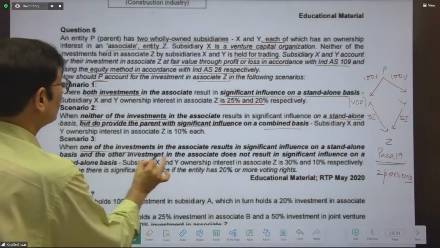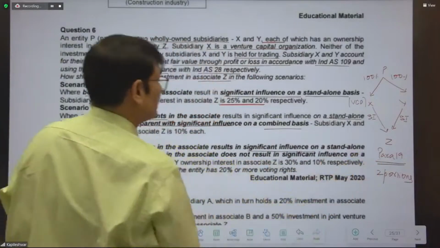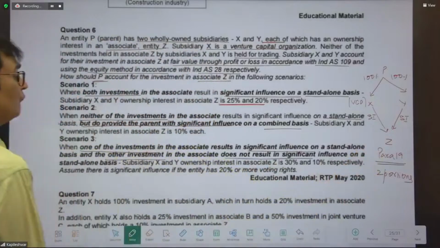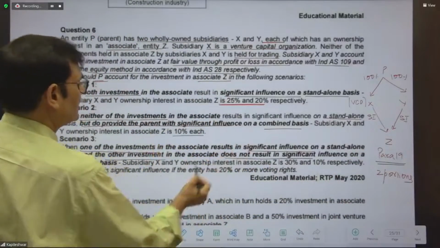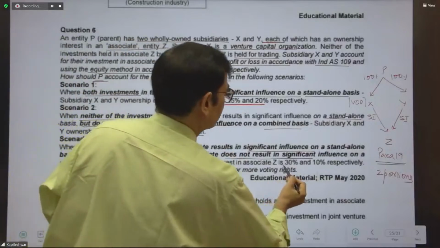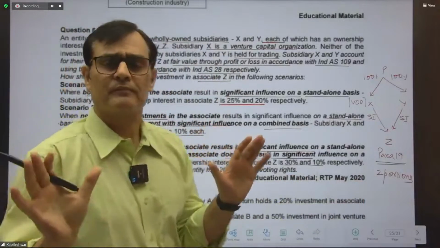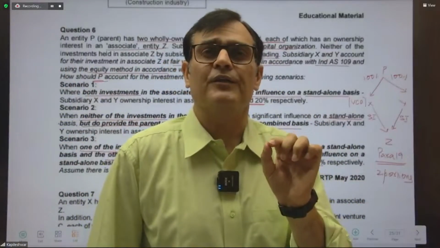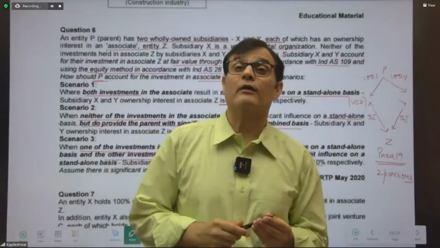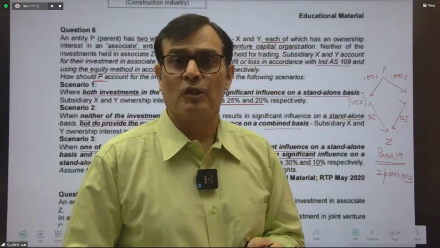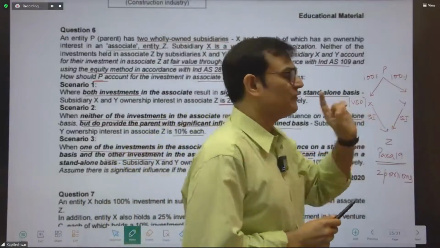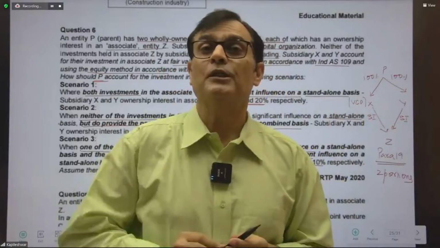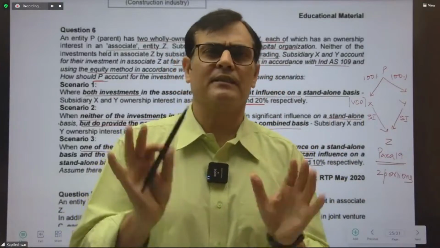Third, one of the investments results in a significant influence on a standalone basis and the other investment does not result in a significant influence. So here it said 10% each. Here it says that there is 30 and 10. Doesn't make a difference. So the clarification which was given in para number 19 was regardless of the investment. It said regardless of the investment. So what is important is that the sum total of these percentages should be 20% or more. Individually, it is less than 20, I don't care.